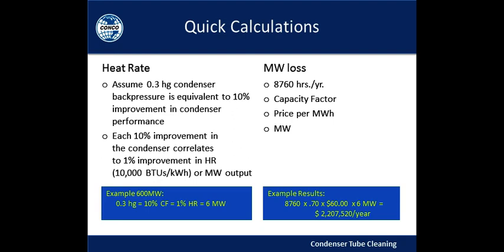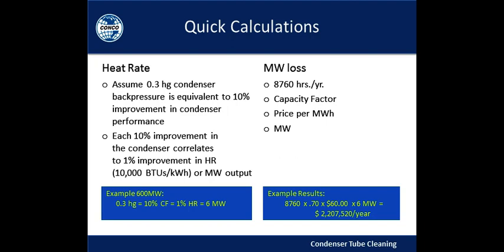So how do you make your quick calculations? It's not overly complicated. Make some assumptions. 0.3 of an inch of mercury can equate to a 10% improvement in condenser performance. A 10% improvement in performance can ultimately achieve a 1% improvement in heat rate because it's directly correlated. So an example for a 600 megawatt unit on 0.3 of an inch of mercury is a 10% cleanliness factor with a 1% improvement in heat rate, or 6 megawatts.